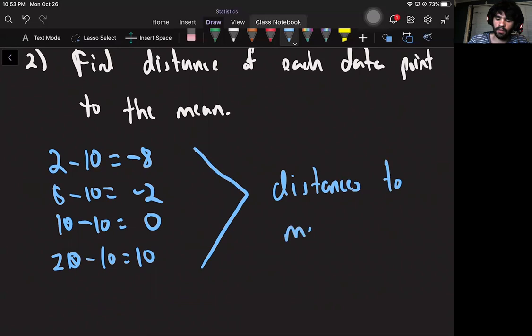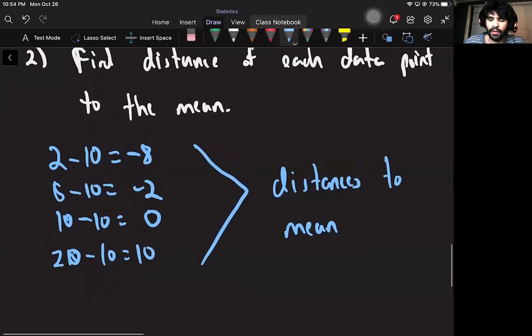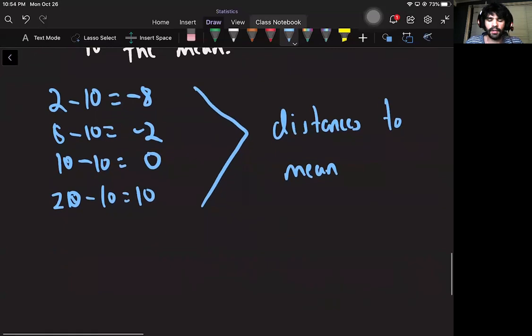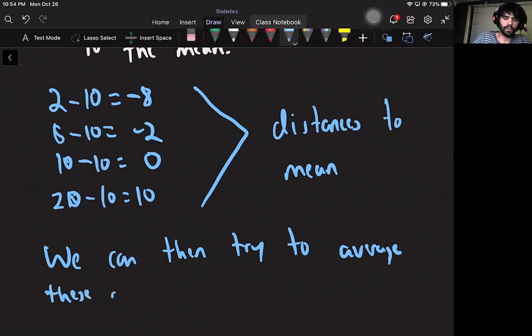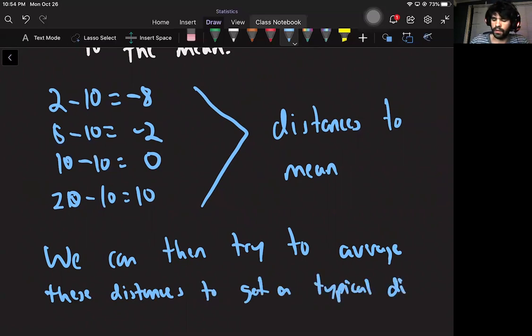So if I want to know what the typical spread is, one thing I could try to do is average these distances. I could think about, well, on average, how big are these distances by calculating their mean instead. So let's try that. So we can then try to average these distances to get a typical distance away. And then that should sort of tell us how spread out the data is.